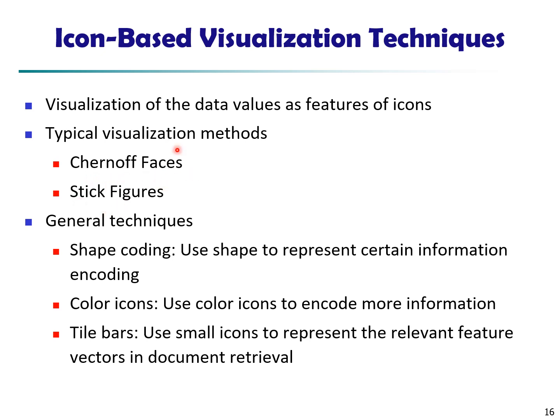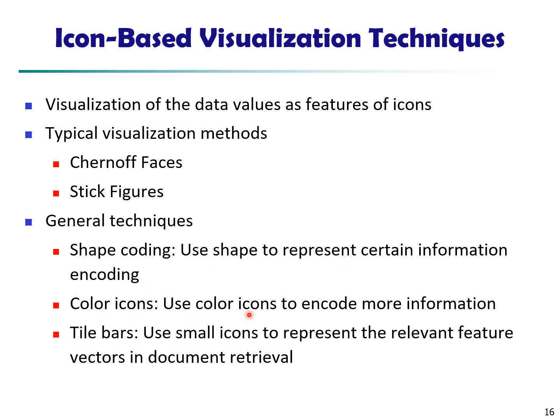And the general techniques between the 2, as you'll notice when we see the examples here, is that they use shape encoding, they use color icons, and they also use tile bars. So shape encoding means that they use some features within the shape, either the face or the stick figure, as we will see in a minute, to represent certain information.